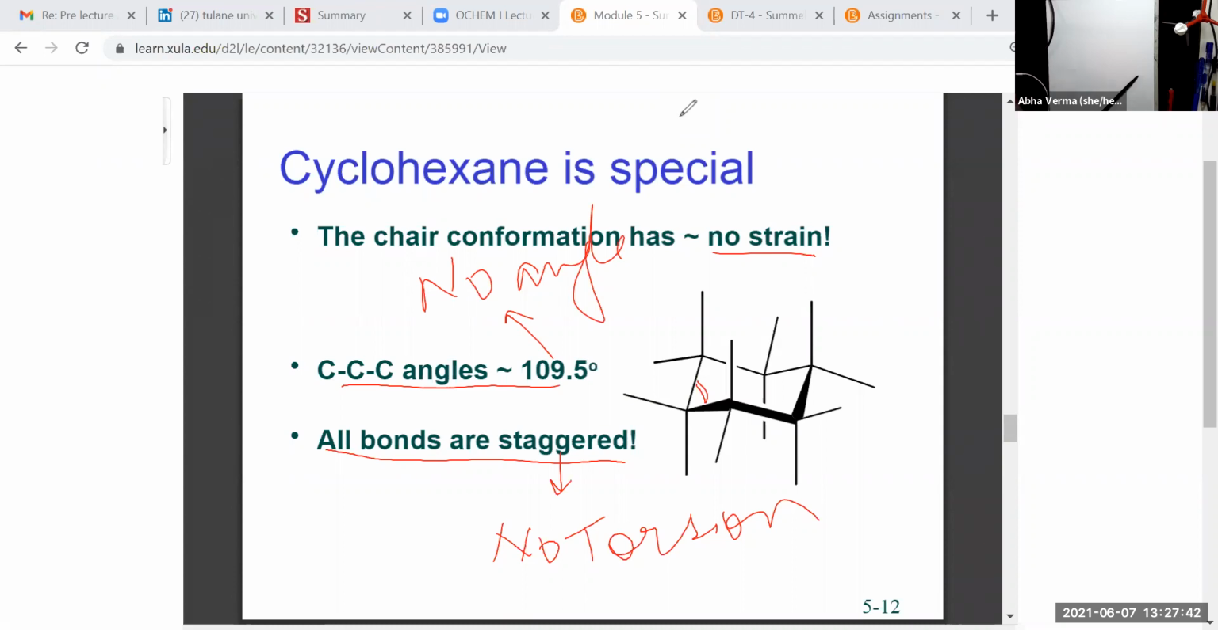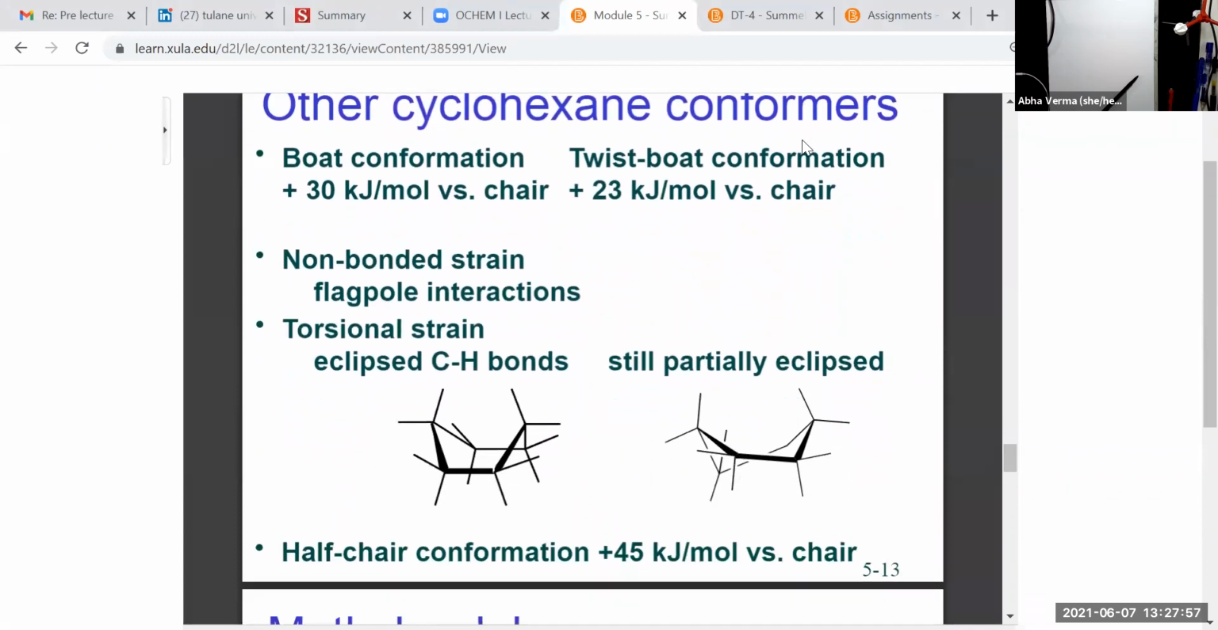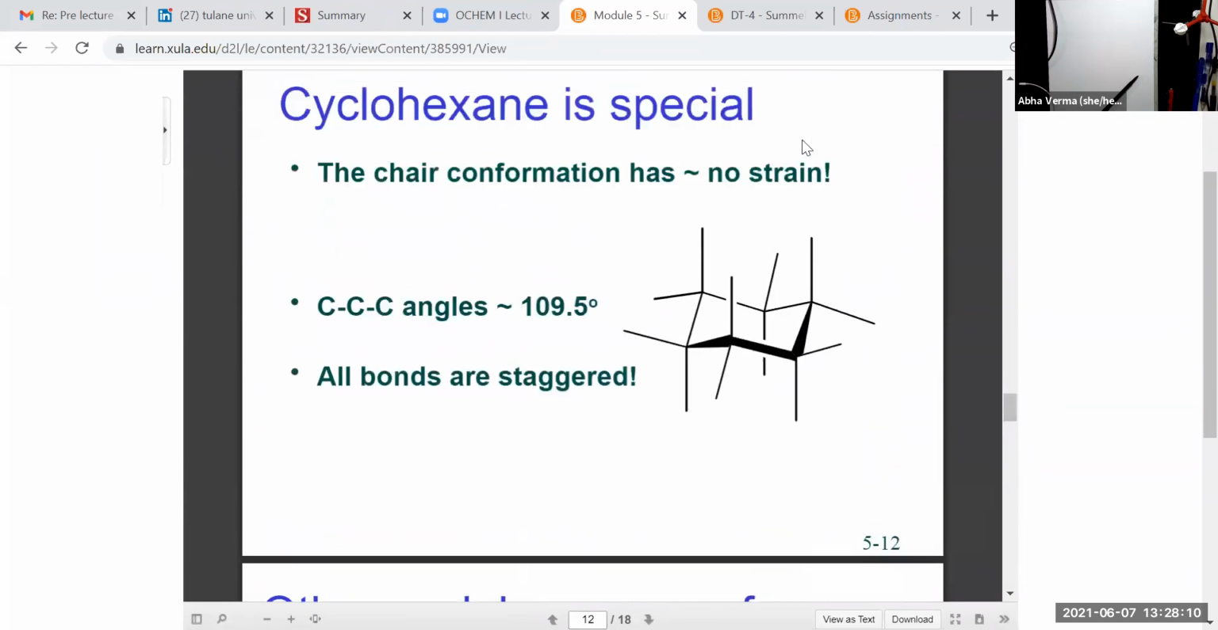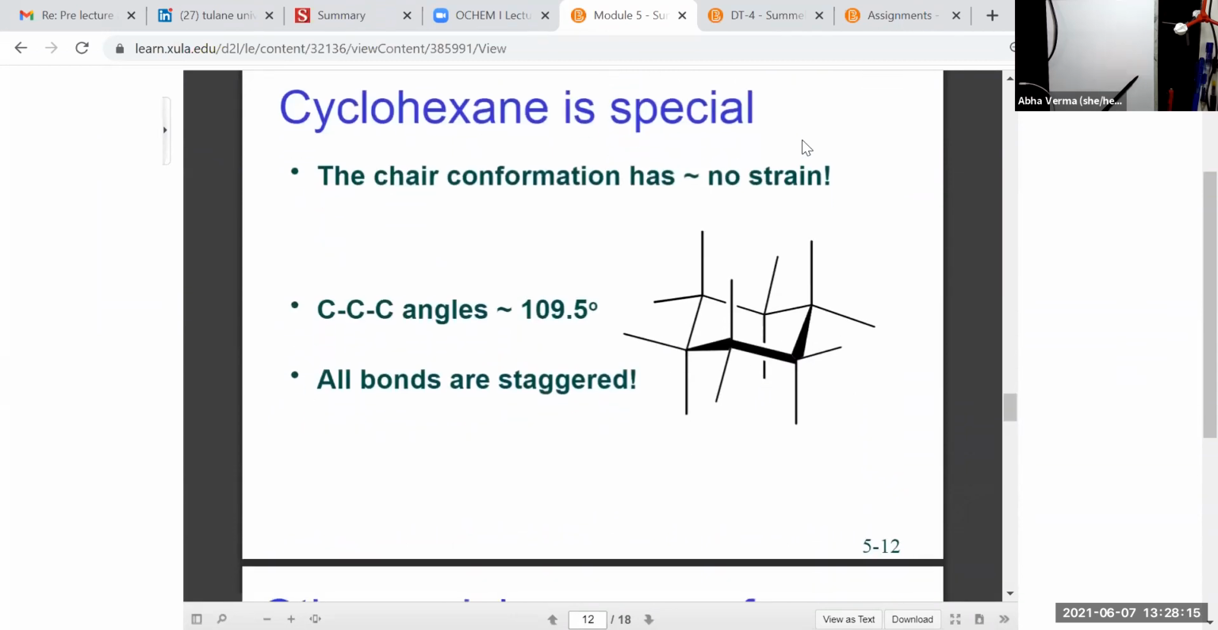It is also not a flat planar structure, but this conformation is something that we need to be able to identify and be able to draw carefully. There are other cyclohexane conformations which are not very important, so I will not be asking you any of these. But if you look back at this conformation, this is known as the chair. So how does it look like a chair?